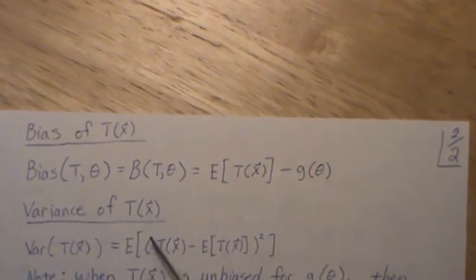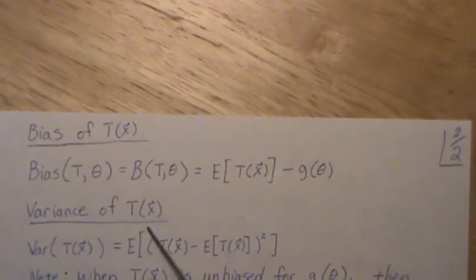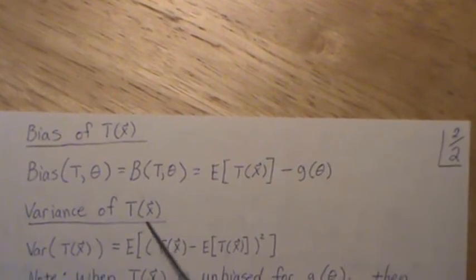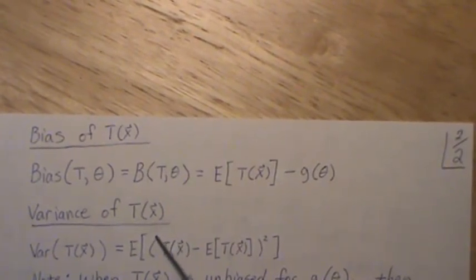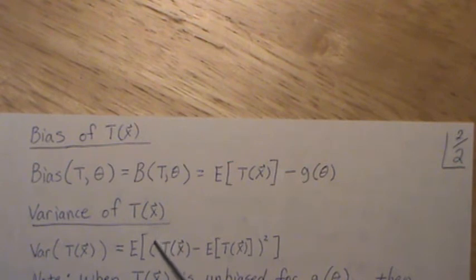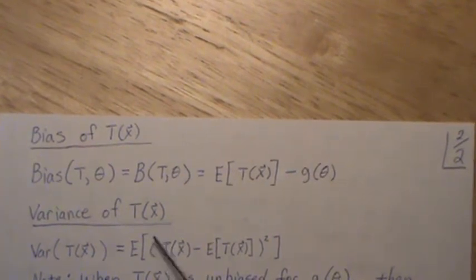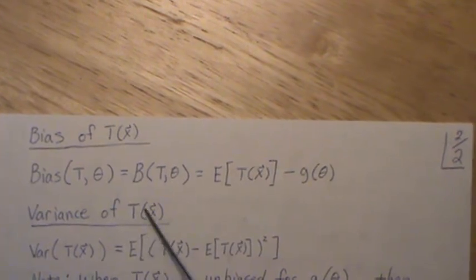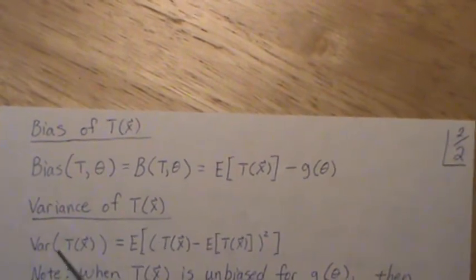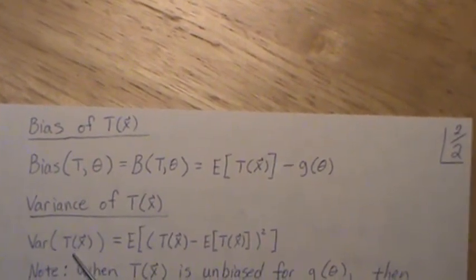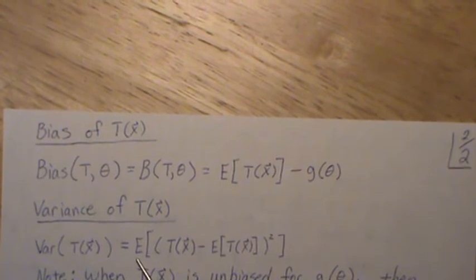Now, since T is a random variable itself, we can calculate the variance associated with it. And actually, when you look at statistical reports and it talks about a standard error, that's what it's actually referencing. It's the standard deviation associated with our statistic. That's called standard error. So common is standard error of the mean.